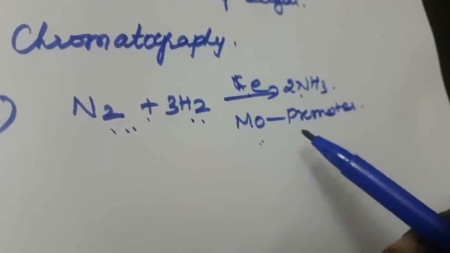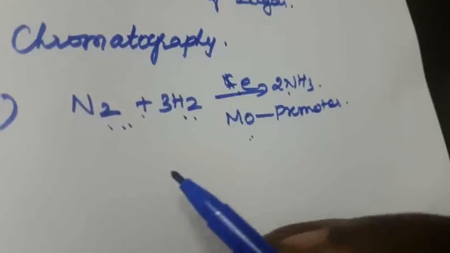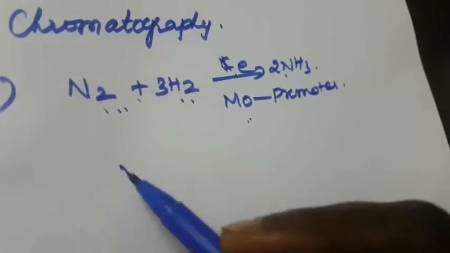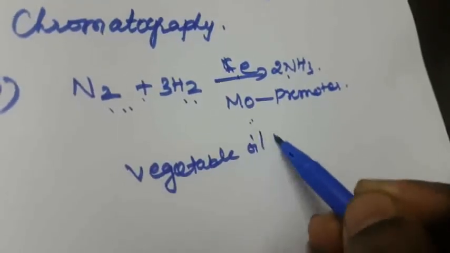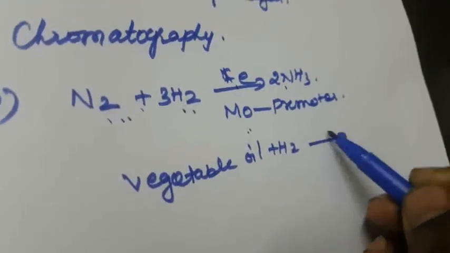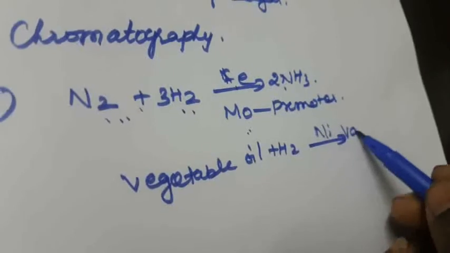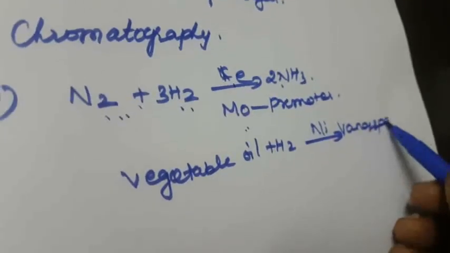Another one is the purification of vegetable oil, the hydrogenated vegetable oil. Vegetable oil plus hydrogen, with nickel used as a catalyst. That is vanaspati. Nickel is used as a catalyst.